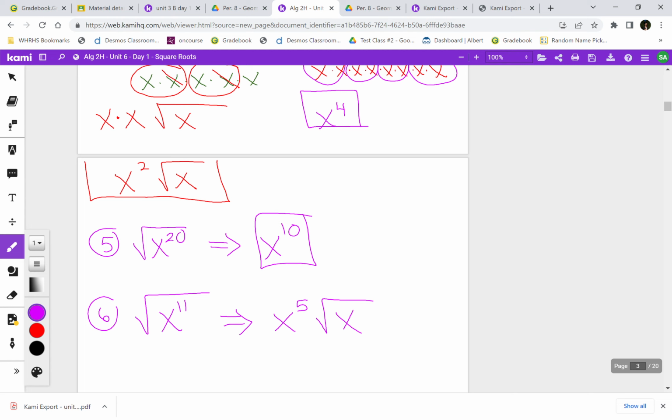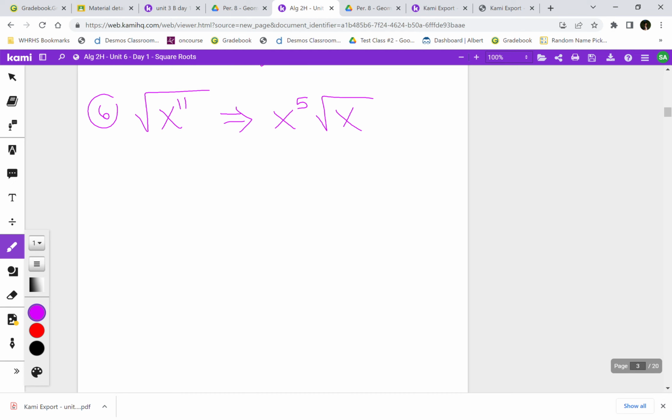Divided by 2. You take your exponent on the variable, you divide it by 2. Whatever that quotient is what your x is on the outside. What is your remainder? That tells you how many x's are left on the inside. So let's say I had x to the 13th, the square root of x to the 13th.